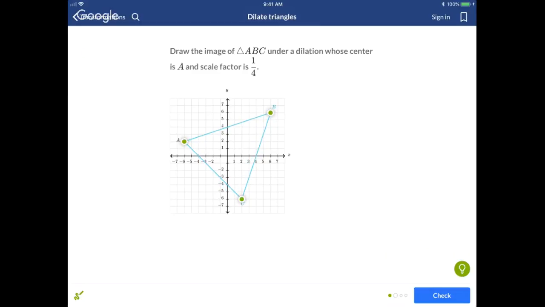And currently, to get from A to B, I would go over 12 and up 4. So 1/4 of that is over 3 and up 1. So the new point B prime is over 3 and up 1. Currently, to get from A to C, I would go over 8 and down 8. So 1/4 of that is over 2 and down 2. So there's my new triangle, triangle A prime, B prime, C prime, that has been dilated about point A by a factor of 1/4.